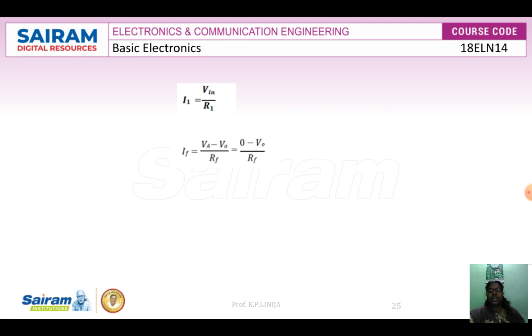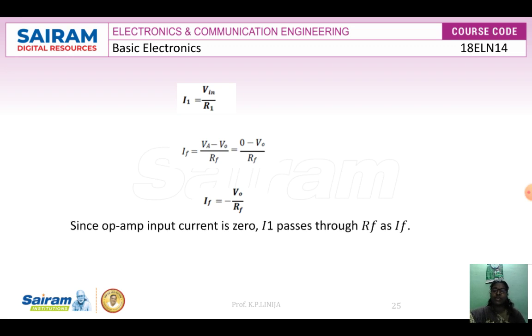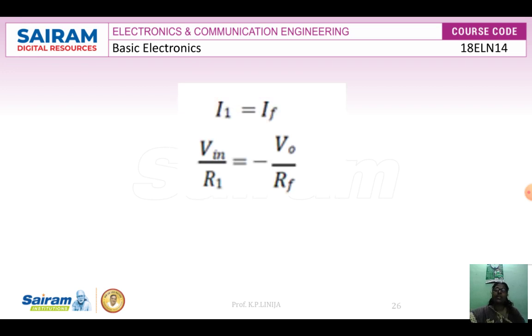Now, IF is equal to VA minus V0 by RF. Since as per the virtual concept VA is equal to 0, it is 0 minus V0 by RF. Therefore, IF is equal to minus V0 by RF. Since the op-amp input current is 0, I1 passes through the feedback resistor as IF. Now, we know that I1 is equal to IF.